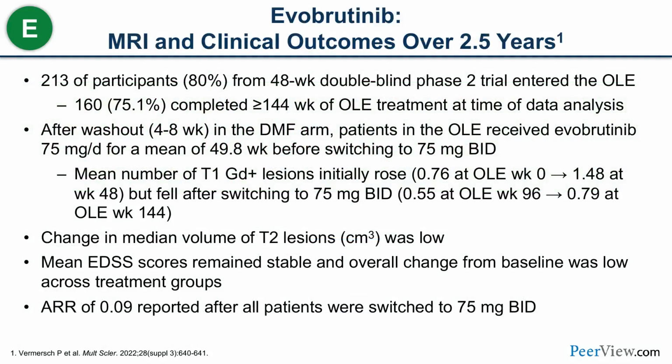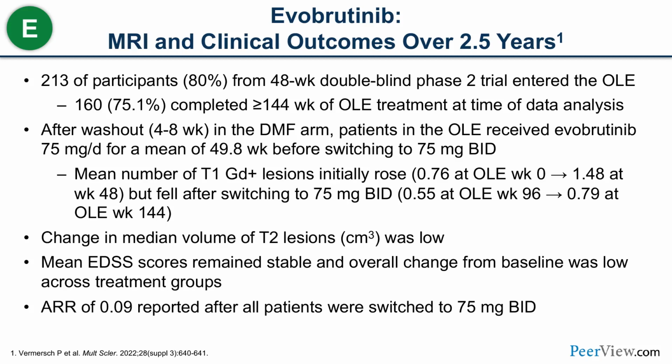There have been extension data of Evobrutinib reported over 2.5 years and even longer. As you can see from all of these bullet points here, the majority of participants did complete the 2.5-year long-term extension. People who were initially in the dimethyl fumarate arm did have a washout period, and then everybody in the extension started on Evobrutinib at 75 milligrams once a day, and then after about a year transitioned to 75 milligrams twice a day. And this was because the company was trying to figure out what the right dose would be in the phase 3 clinical trials, and eventually the 75 milligrams BID dose was selected.